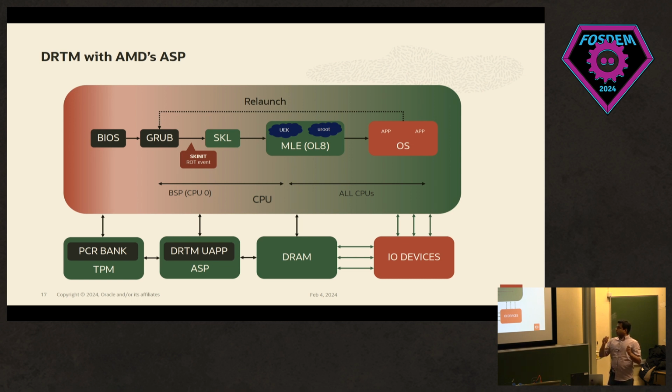If there is a match, then it will go ahead and unlock the secrets necessary to jump into the target OS. And the MLE also brings the auxiliary CPUs out of the parked state, so now all the other CPUs come back alive, and it also enables access to the RAM from the I/O devices.